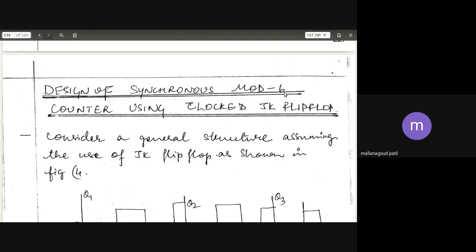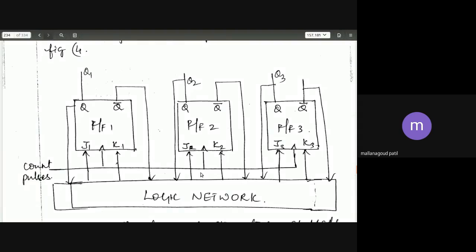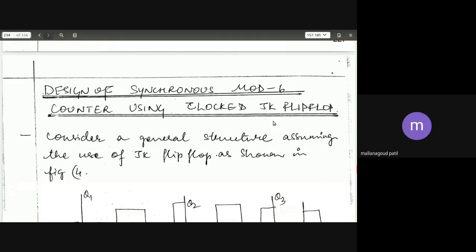Then how many flip-flops will be needed, we must calculate based on the procedure. Consider the general structure assuming that the JK flip-flop is used for the construction. Here is flip-flop 1, flip-flop 2, flip-flop 3. Because when you are connecting for mod 6, 0 to 5, how many digits will exist? Mod 6 count will be 0 to 5. 0 to 5 can fit in 1 bit, 2 bit, 3 bit, or 4 bit. Where can you fit this mod 6?